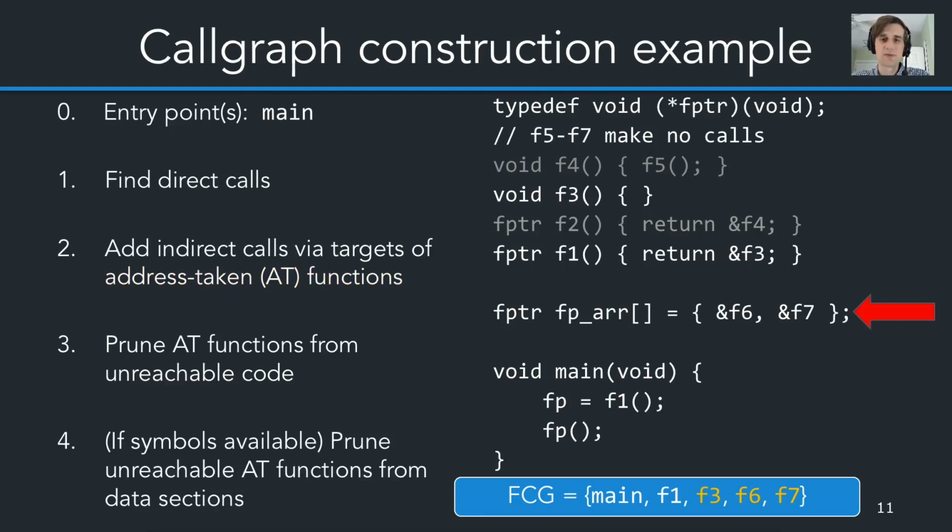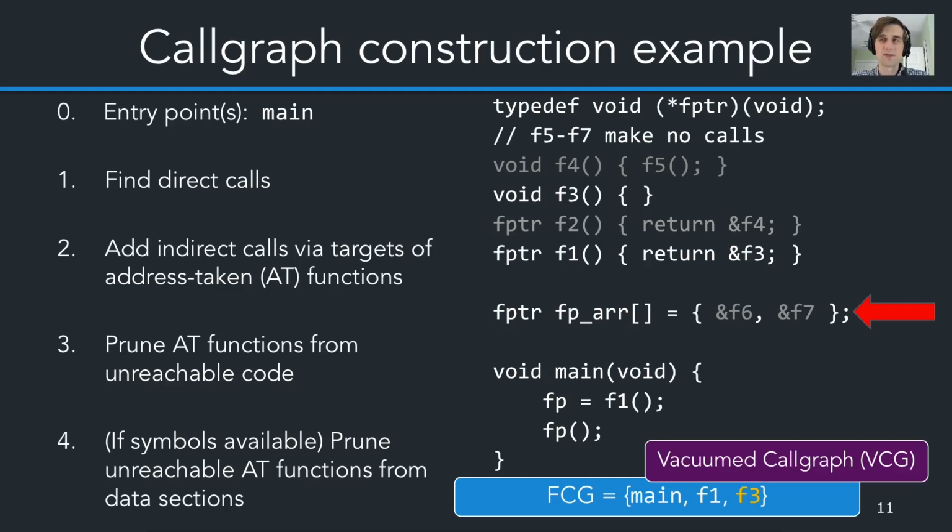If debug symbol information is available, we can take this one step further. Using the symbol locations, we can find objects like arrays of code pointers or other statically initialized data structures. If these structures contain address-taken functions that are otherwise unreachable, we can prune them in the same way. So in this case, f6 and f7 in the pointer array are never referenced, so they can be removed as well. We call this pruned representation the vacuum call graph, or VCG.